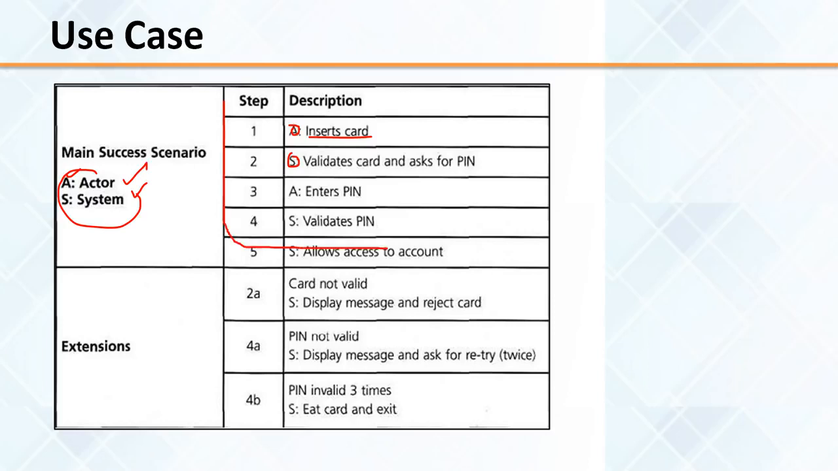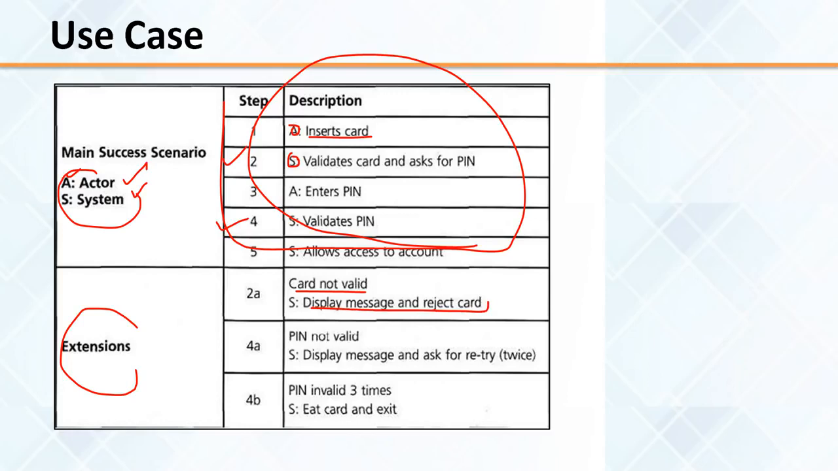Extensions. Now here see, observe. In the second condition and fourth condition, suppose the pin is not valid. So then what are the other actions we need to perform? Suppose 2A, and the second step, system validates the card and asks for the pin, right? Suppose card is not valid, then what happens? It should display message and reject the card. And fourth step, validate the pin number. Suppose pin is not valid here, then display message and ask for the re-entry twice. And 4B, pin is invalid for 3 times, then eat card and exit. So this is simple use case.